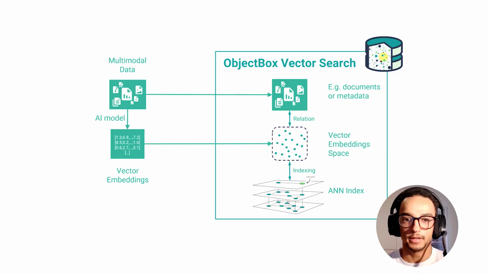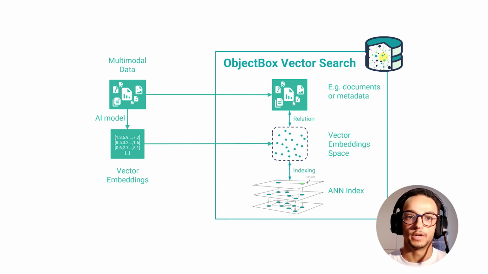ObjectBox, for those who don't know, is an on-device NoSQL database, and with this release we present the vector search feature. The vector search feature is the task of searching for points in space that are near to a certain query point. Vector search finds application in many tasks, mostly in the AI field.